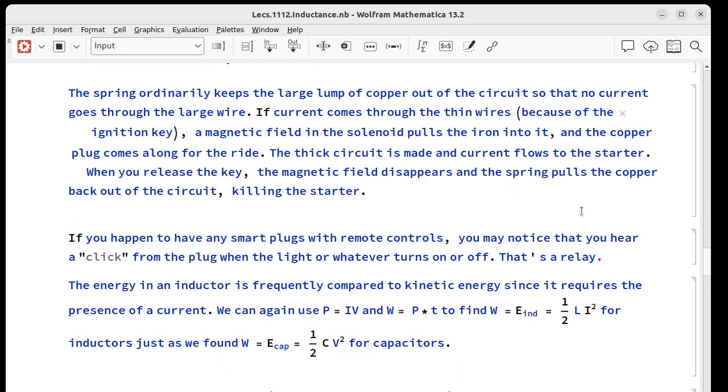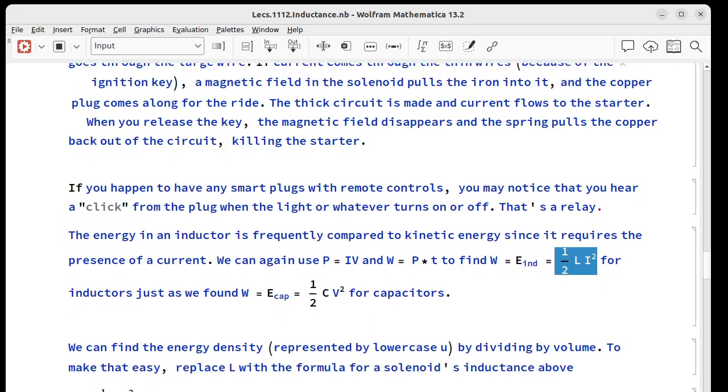The energy that an inductor has usually is compared to kinetic energy because we have to have something moving. We have to have a current. We can use the P equals IV that we've spent so much time with, and energy is power times time, to find that the energy for the inductor is 1/2 Li squared, just like we found the energy for capacitors being like a potential energy, 1/2 CV squared. What do we do with this? Well, we can find the energy density. We use a lowercase u for that, by dividing by the volume.